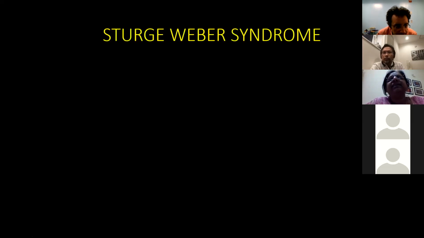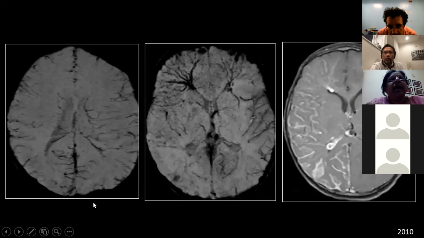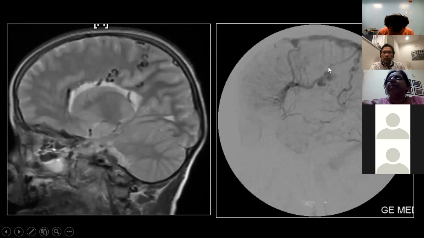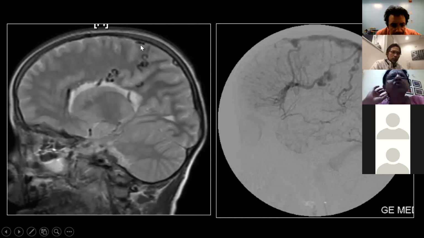And the next case I have is that of a Sturge-Weber syndrome. This was a young child, and these are the SWI images of the patient, which shows very fine transmedullary veins which are prominent, and developmental venous anomalies in both frontal lobes. This is the T2 weighted image of the patient, which shows abnormal vascular structures coursing across the white matter to the superior sagittal sinus, and this was the angiogram.